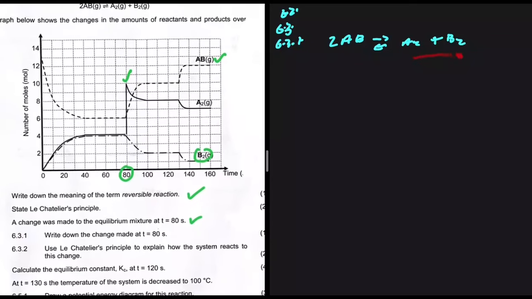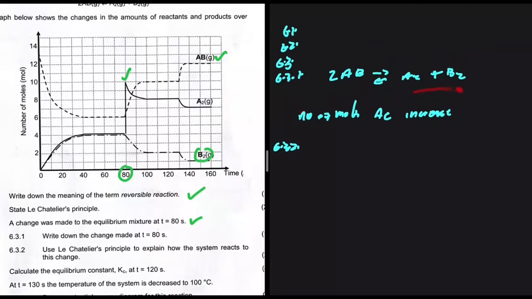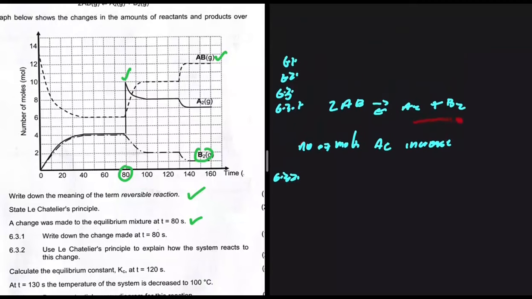So the answer to 6.3.1: the number of moles of A2 increased, okay? That is the change that is made at t equals 80. 6.3.2, use Le Chatelier's principle to explain how the system reacts to this change. Okay, I think I've touched on that, but let's just go through it again.